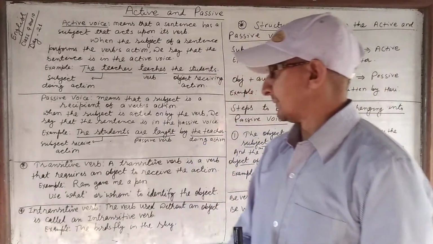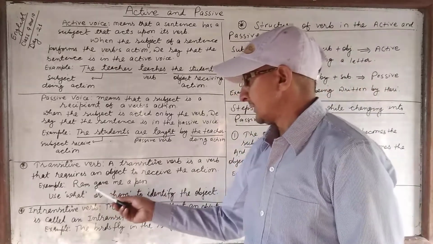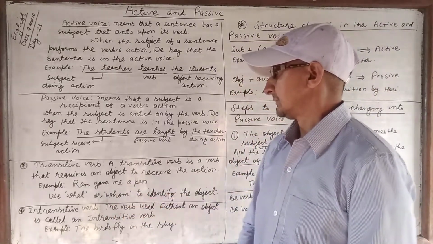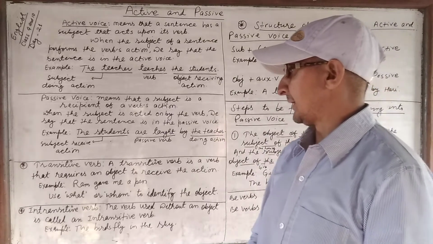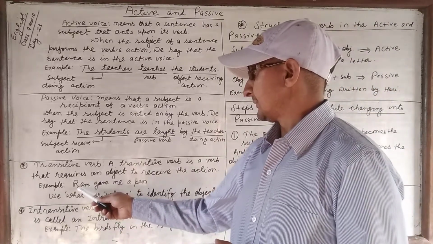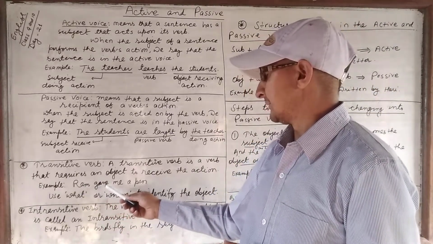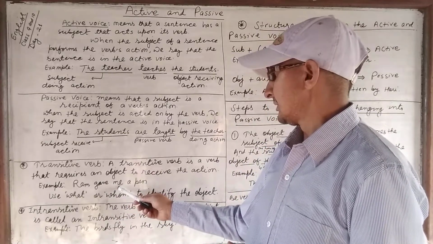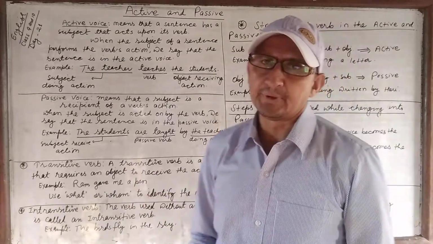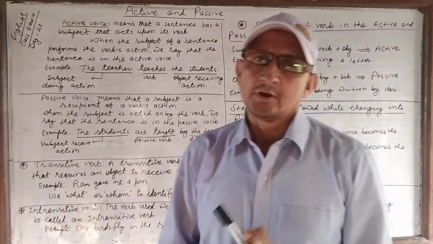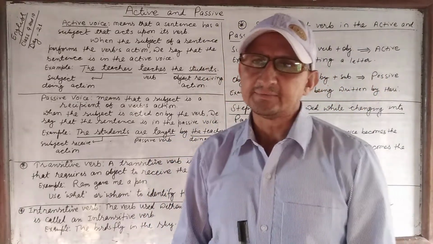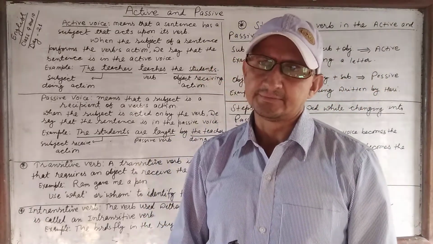Let's see the example. Look. Ram gave me a pen. Look, Ram is a subject, gave is the verb, and me and a pen are objects in this sentence.